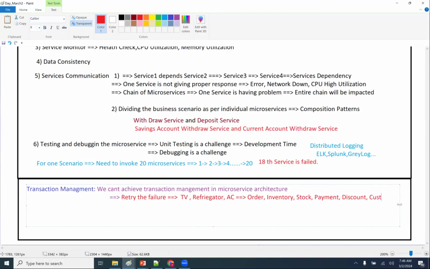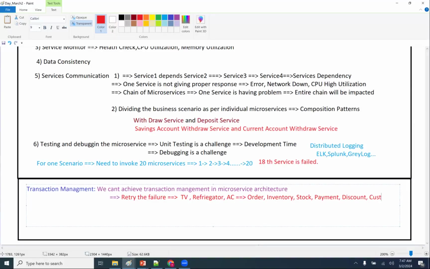As part of transaction management, what I need to do here is roll back everything, right? I need to delete the order. I need to reset the inventory. I need to reset the stock. I need to delete the payment entries. Something like that I need to do, right? But Amazon will not do anything like that.